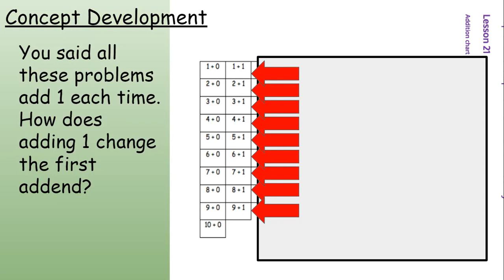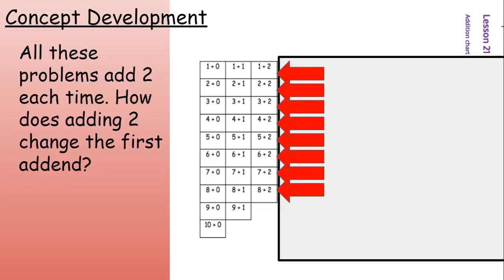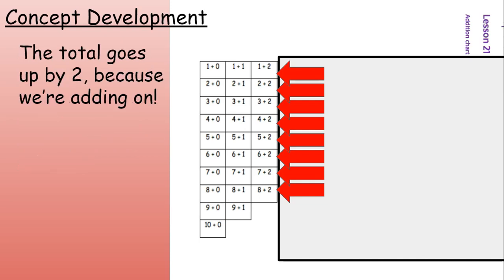Yes. You said all these problems add 1 each time. How does adding 1 change the first addend? The total goes up by 1 because we're adding on. It's just the next counting number. All these problems add 2 each time. How does adding 2 change the first addend? The total goes up by 2 because we're adding on.